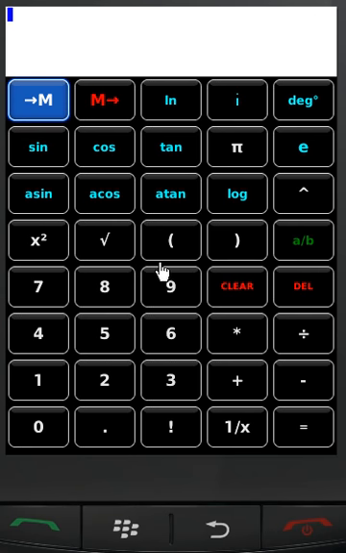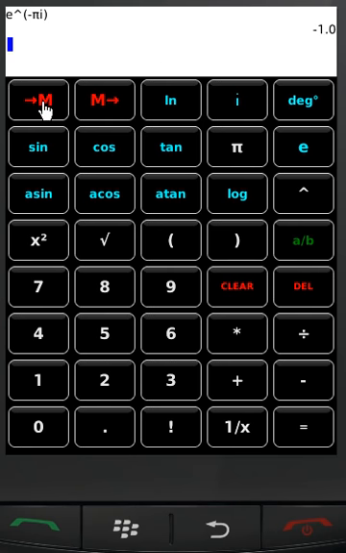I would like to start with something simple, like let's say e raised to the negative pi i. Of course, we expect this answer to be -1. We click equals and we see the answer is -1.